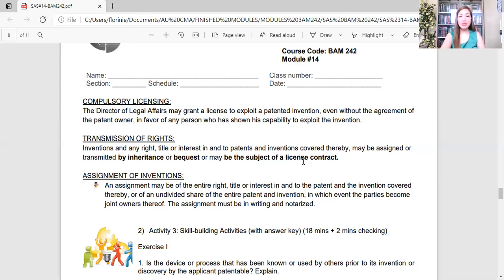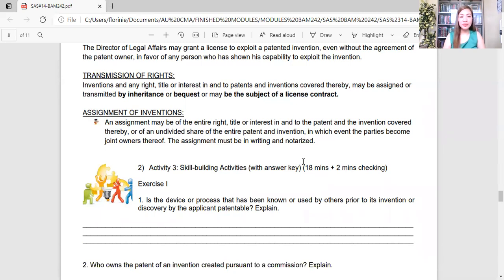Next is assignment of invention. An assignment may be of the entire right, title, or interest in and to the patent and the invention covered thereby, or of an undivided share of the entire patent and invention, in which event the parties become joint owners thereof. The assignment must be in writing and notarized.